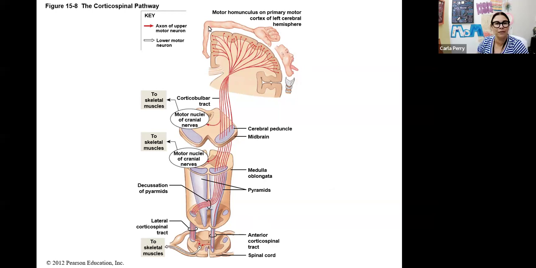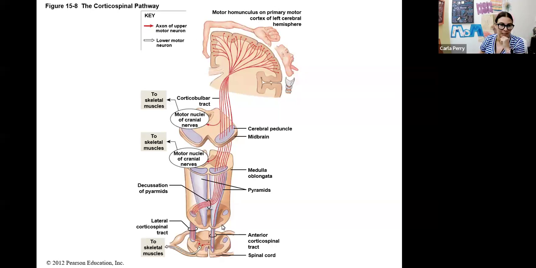So in our sensory pathway video, we talked about this little sort of homunculus. Homunculus means little man, that the sensory cortex, the primary sensory cortex, was mapped out with different body parts that correlated to areas of the cortex. Well, the same thing is true for the primary motor cortex.